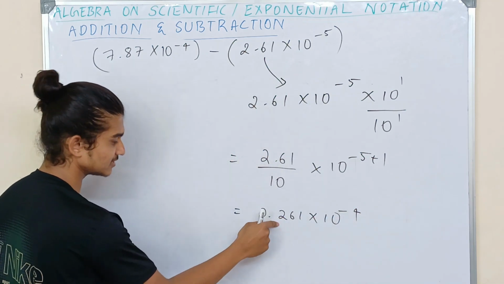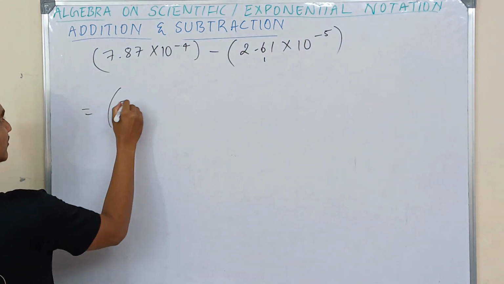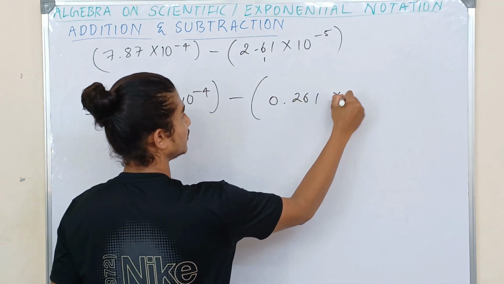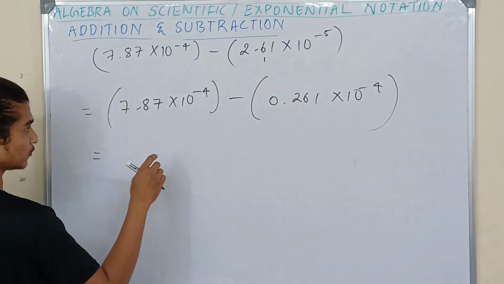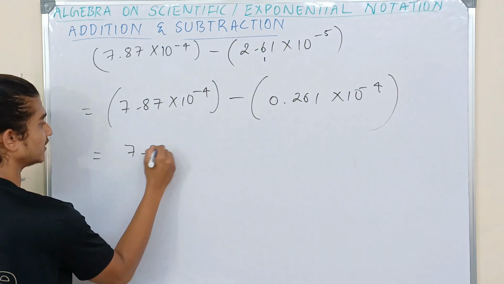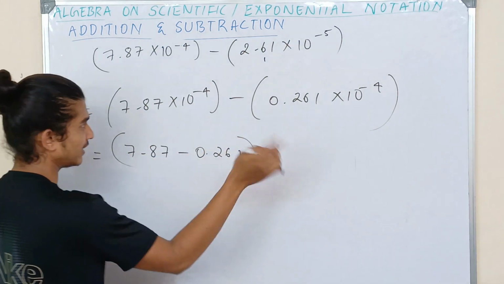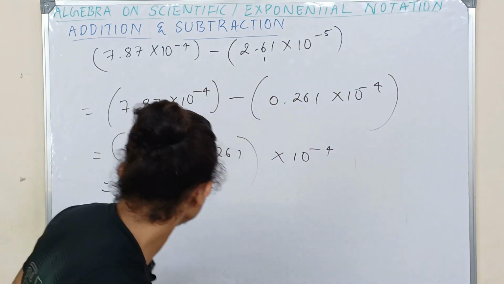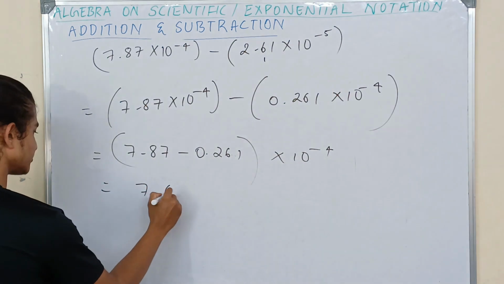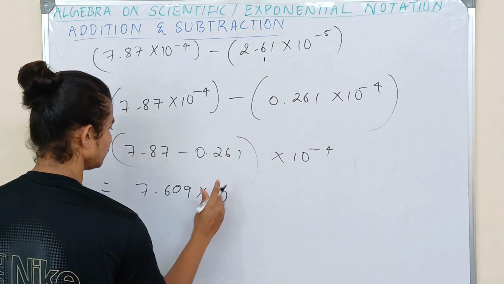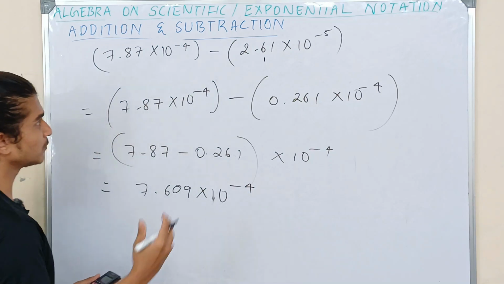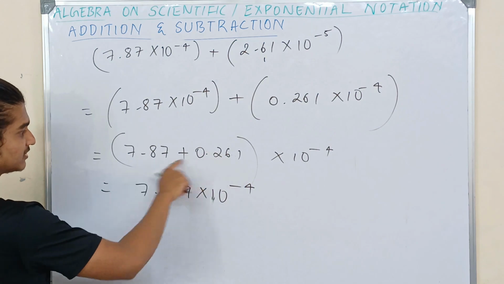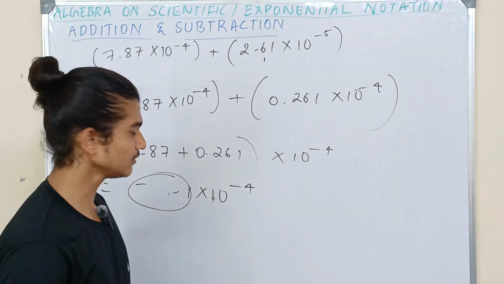So I'm going to replace this number with this number. So I'm going to be left with 7.87 into 10 power minus 4 minus 0.261 into 10 power minus 4. As I told you, just subtract these two numbers, 7.87 minus 0.261, and take the exponent minus 4 outside as a common one. So just take your calculator and simplify this. So your answer is going to be 7.609 into 10 power minus 4. Now suppose you had addition over here, instead of subtracting, you just add these two numbers and you're going to get a different value, and that's going to be your answer.